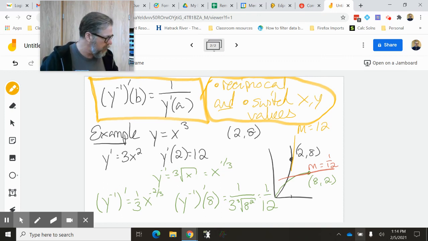Okay, so I'm going to stop here, and when we come back, we will look at one of the inverse trig functions. Thanks for watching.